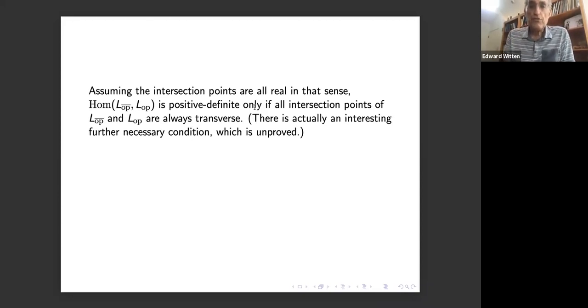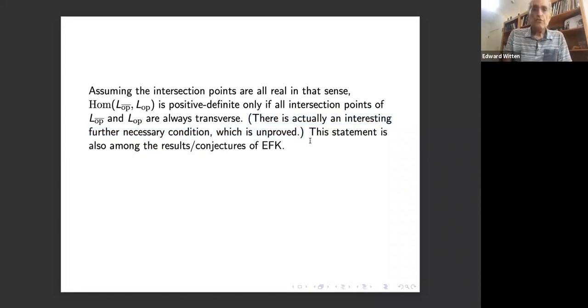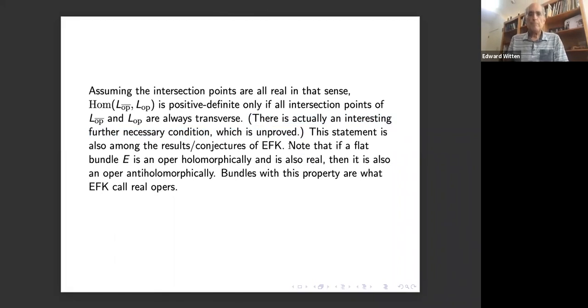This is a necessary condition for positivity, but not sufficient. There's actually an interesting further condition necessary that you can read in our appendix, and that's unproved. So the assertion that the intersections are always transverse is among the results / conjectures of EF and K. Now note that if a flat bundle E is an O-pair holomorphically and is also real, then it's also an O-pair anti-holomorphically. Bundles with that property are what EF and K call real O-pairs.